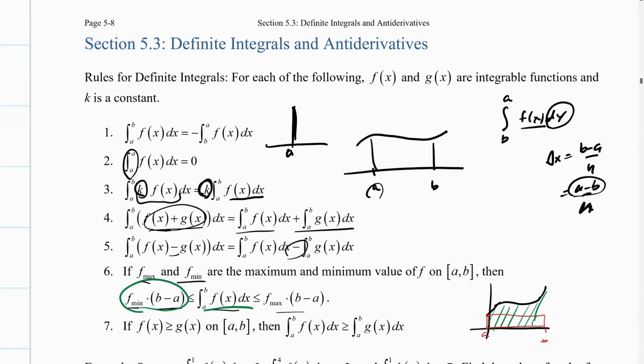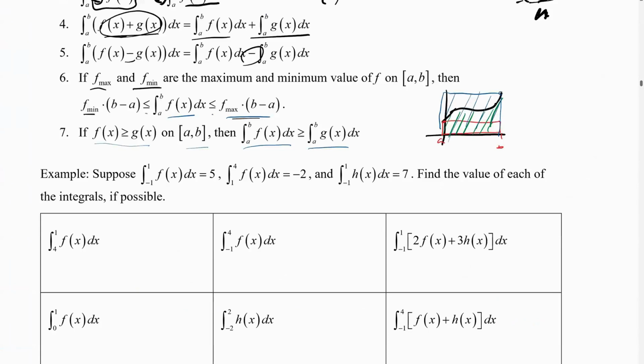But then if I add a third thing, here's f max, and I make a rectangle that's f max tall, but b minus a wide, I clearly have something that's bigger than both of those other things. So f min times b minus a must be less than or equal to the integral, which must be less than or equal to f max times b minus a. And then lastly, if f of x is greater than or equal to g of x for all the values on that closed interval, that means the integral of f of x must be greater than or equal to the integral of g of x. Now, let's use some of these rules and go through this example.